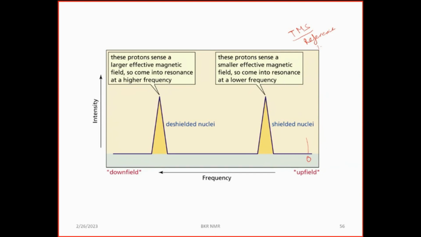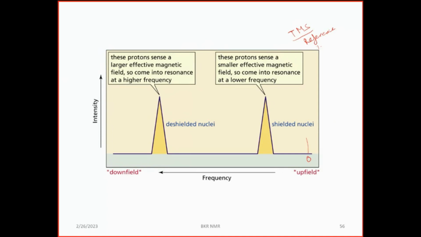Same like your CGPA getting results. Based on your result, the topper, the others' average values are given. So the same point. Based on the reference, I'm going to analyze the other hydrogens. So I need a reference point. That reference point, I choose TMS because of so many reasons.